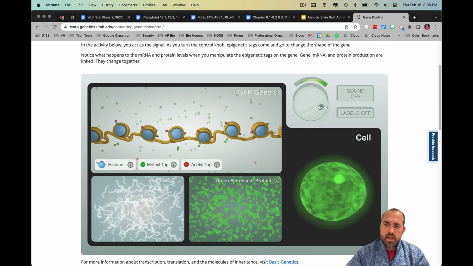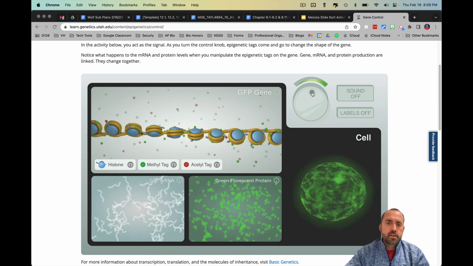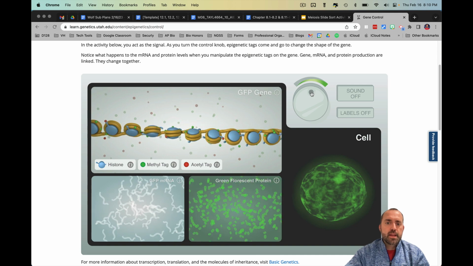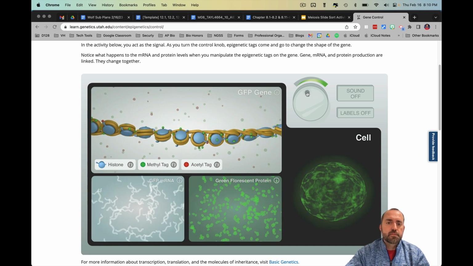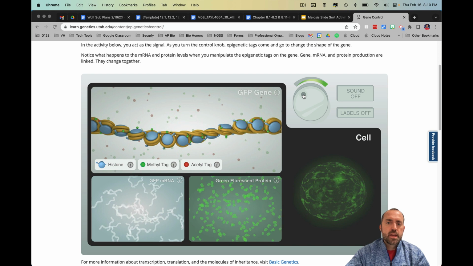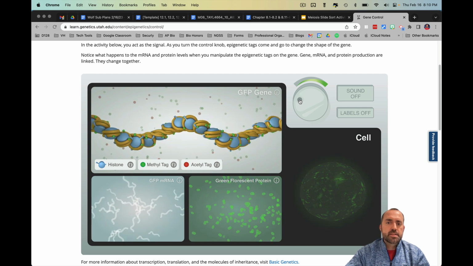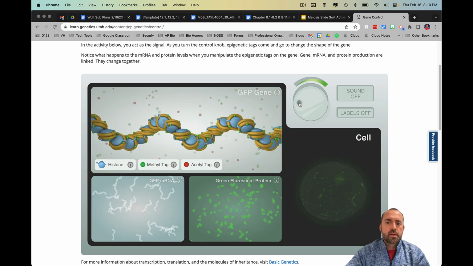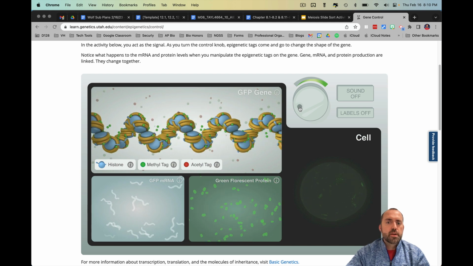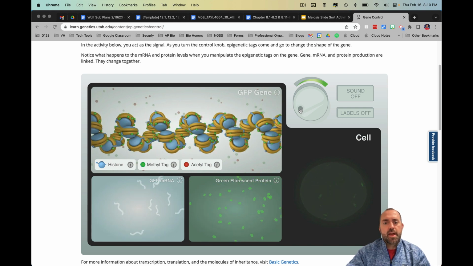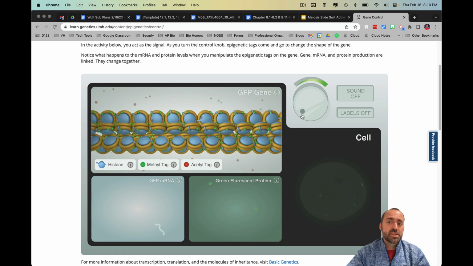And then as I turn this wheel the other way, the methyl groups are being added, the acetyl groups are coming off the histones, and that DNA is being packed up and compacted more into heterochromatin, and the mRNA levels are going down, green protein is going down, the cell's not glowing green. Basically, we get to a point where we can't access those genes anymore because the DNA is all packed up.